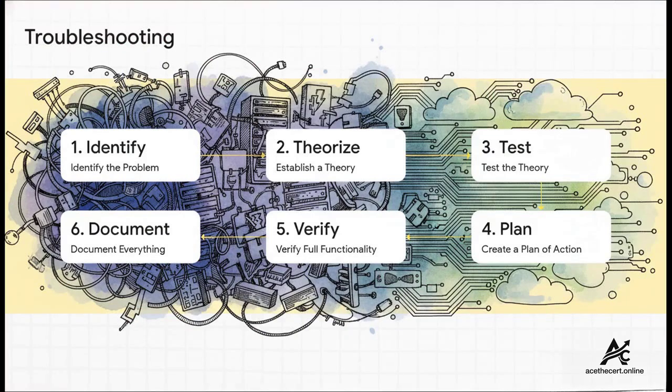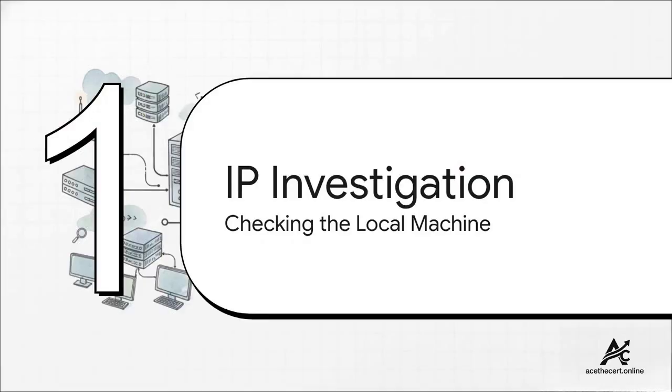And here it is. This is our roadmap. This isn't just some boring list. It's a really powerful framework. First, we identify the actual problem by gathering facts, not feelings. Then, we establish a theory, basically an educated guess about what's causing it. Next, we test that theory to see if we're on the right track. If we are, great. We create a plan and implement the fix. After that, we verify that everything is working perfectly. And finally, and this part is absolutely crucial, we document everything so we can learn from it and help the next person even faster.